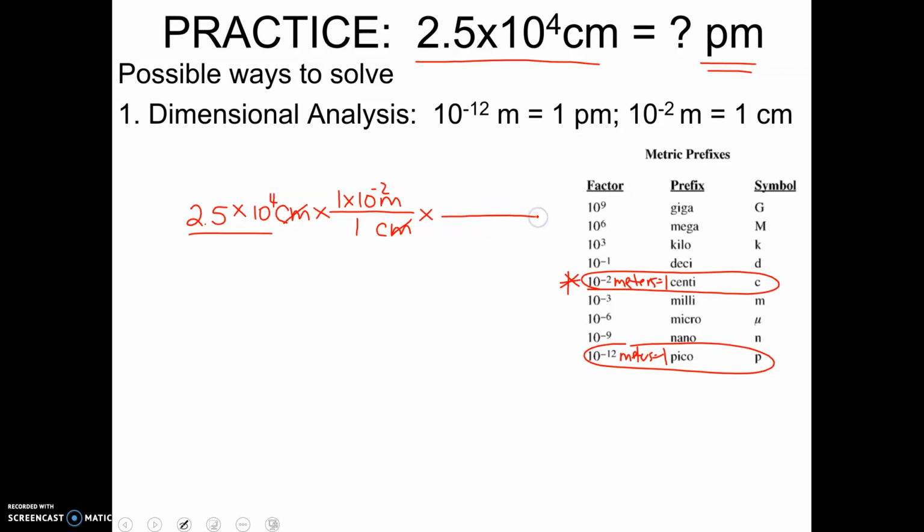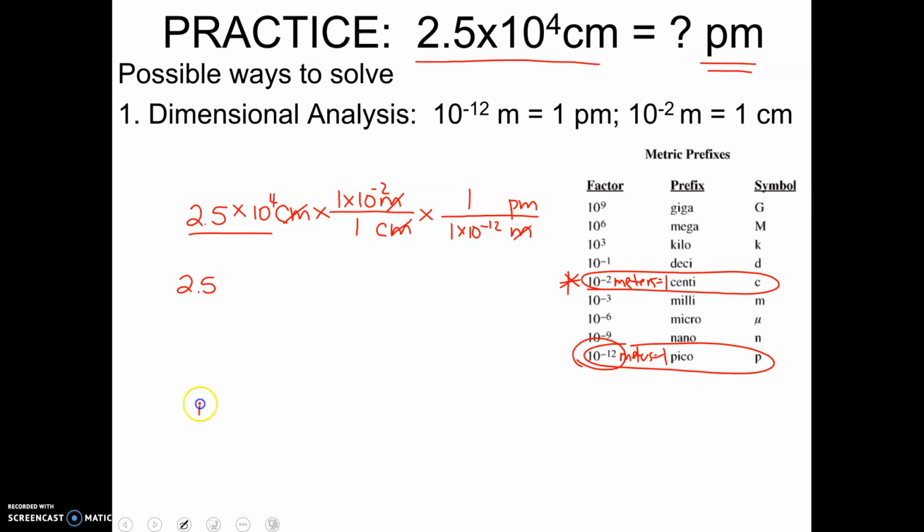Now I have meters, but my question was converting to picometers. So now I have a second conversion factor. I'm going to convert from meters to picometers. So now meters is going to cancel, and my answer will be in picometers. So what's my relationship? That 1 times 10 to the negative 12 meters is equal to 1 picometer. Now meters will cancel. Now to solve this in your calculator, you would literally do this. 2.5.